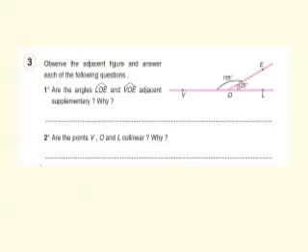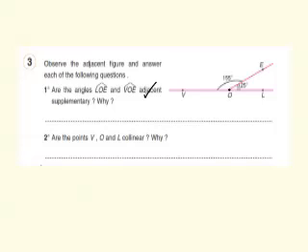Now in question number 3, observe the adjacent figure and answer each of the following questions. Are the angles LOE and VOE adjacent, supplementary, and why? So you have to prove that they are adjacent and you have to prove that they are supplementary. If you look at the figure, do they have the same vertex? Yes, it's O. Do they have a common side? Yes, it's OE, and it's situated in the middle. So till now, yes, they are adjacent.